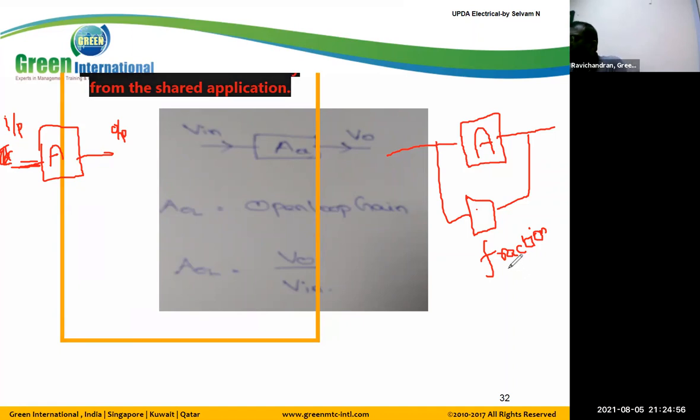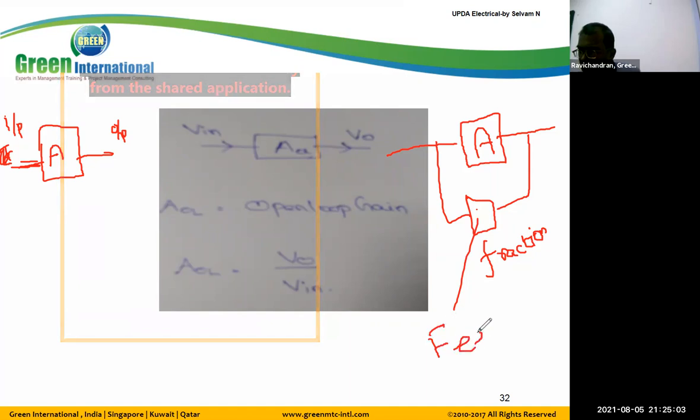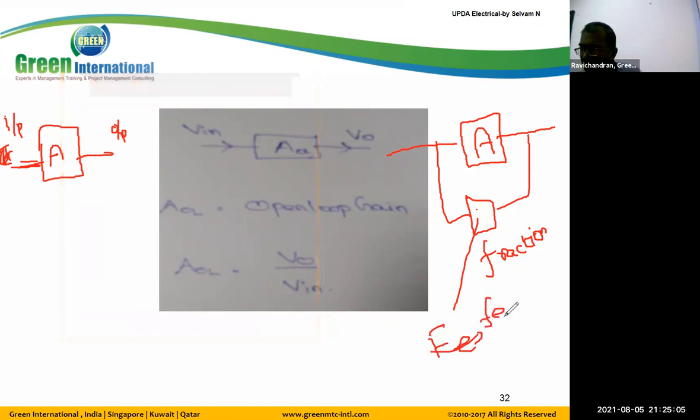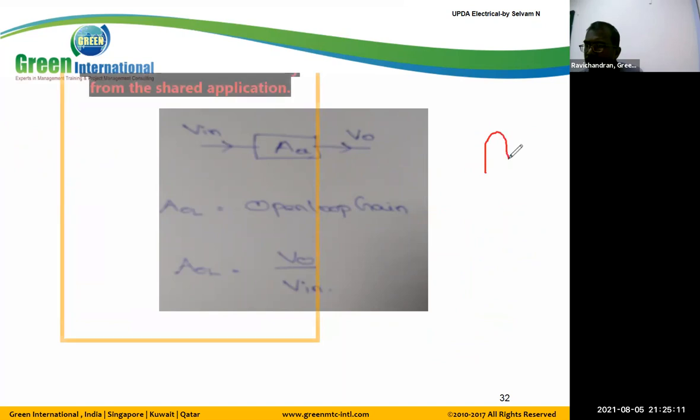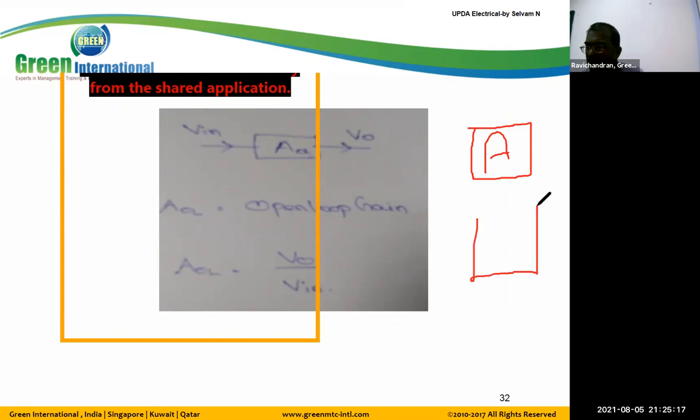This box we call the feedback factor. The feedback factor is represented as beta.